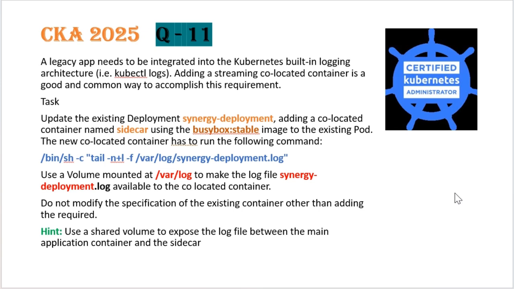And also we need to use a volume mounted at var log to make the log file of the deployment available to the co-located container. So we don't need to modify any other specification of the existing container, rather than adding the volume related configuration. An additional hint here: we need to use the shared volume to expose the log file between the main application container as well as the sidecar container.